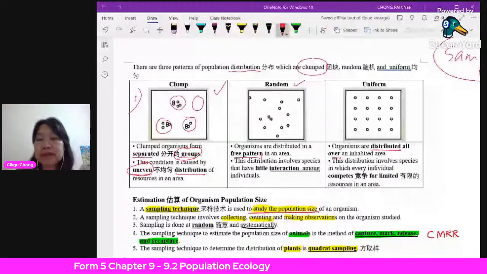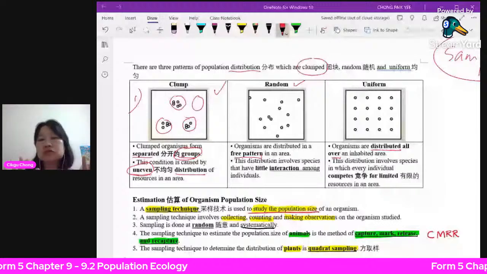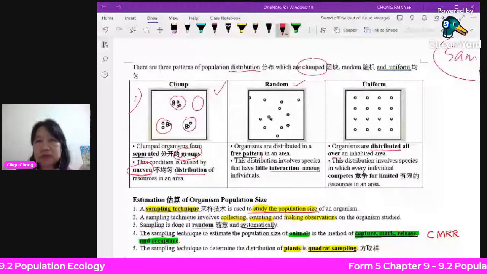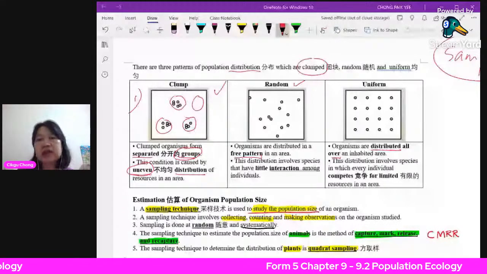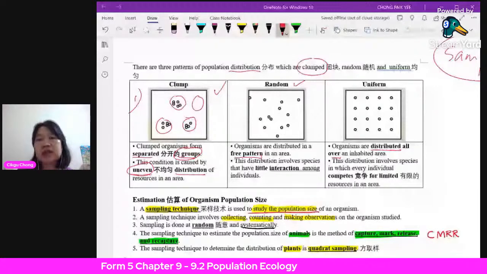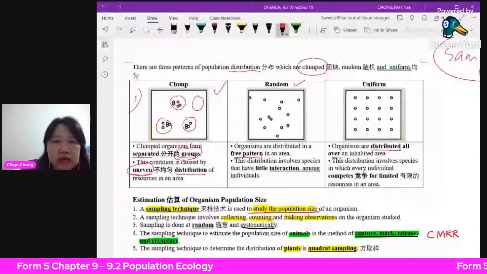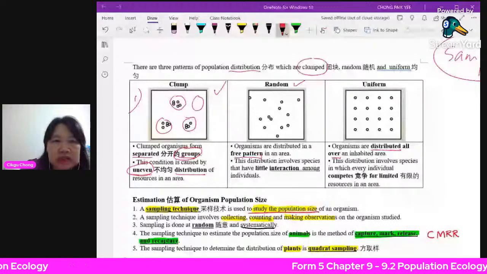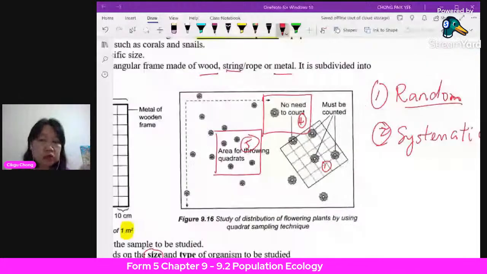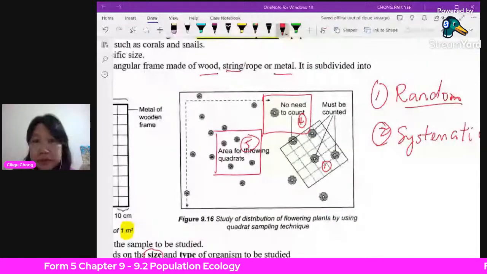So minimum people do 10. Minimum 10. Then if you want to do 20, 30, 40, it doesn't matter. It can overlap. Once you take the quadrat away, it's considered like a new area. Now your 5 can be here. It doesn't matter, you can overlap the area. You go through many times, you get more samples. The more samples you get, the more accurate your estimation will be.